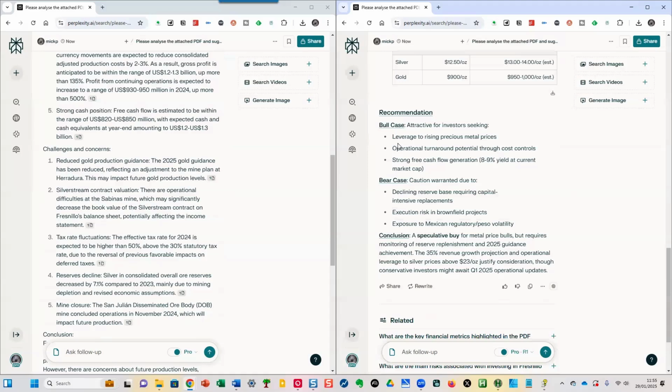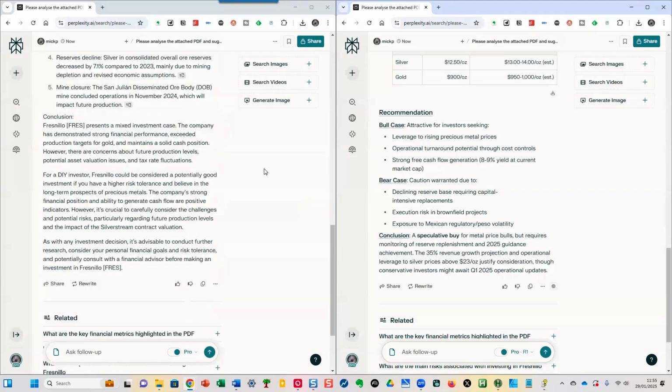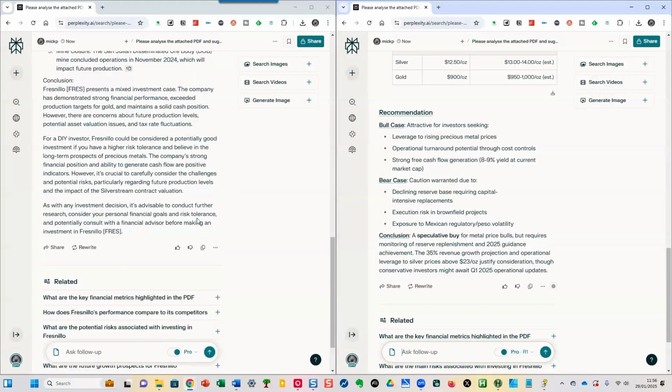Recommendation, bull case: leverage to rising precious metal prices, operational turnaround potential through cost control, strong free cash flow generation. Let's just see. The left-hand side says mixed investment case. Company has demonstrated strong financial performance, exceeded production targets for gold, maintains a solid cash position, with concerns about future production levels, potential asset valuation issues, and tax rate fluctuations. It says that Fresnillo could be a potentially good investment if you have a higher risk tolerance and believe in the long-term prospects of precious metals. Strong financial position, ability to generate cash flow, positive indicators. As with any investment decision, advisor will conduct further research.